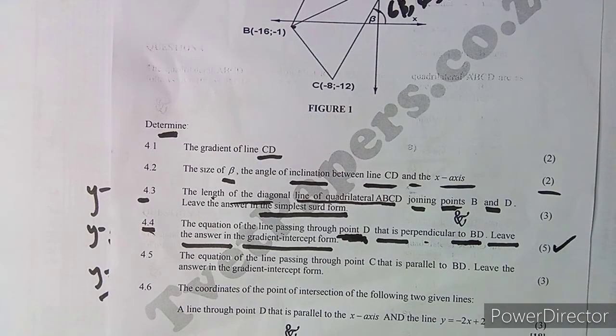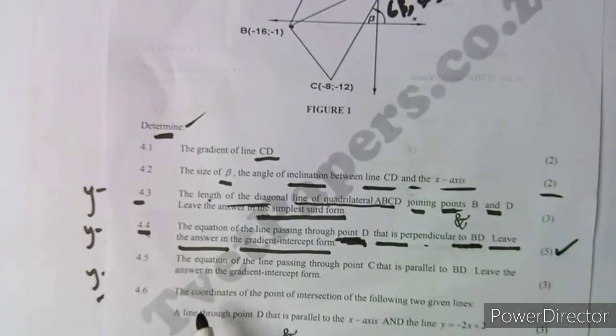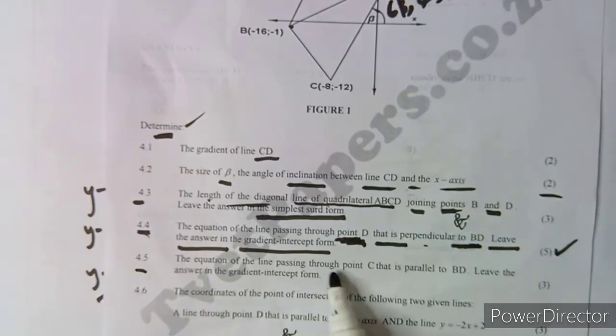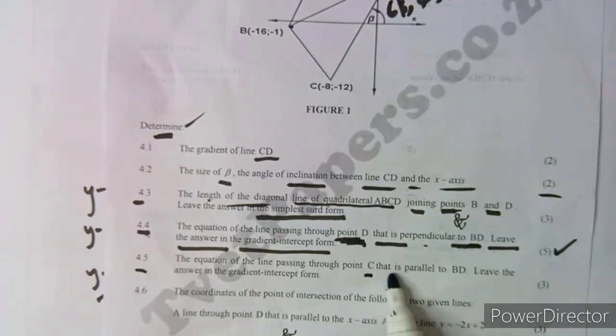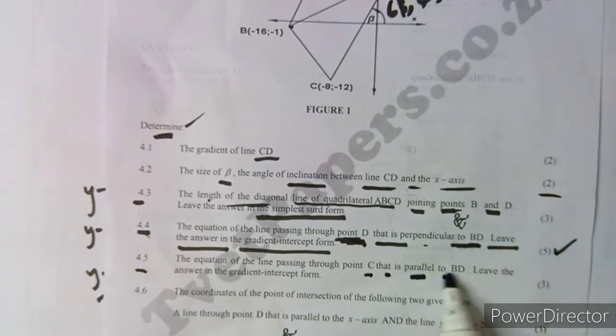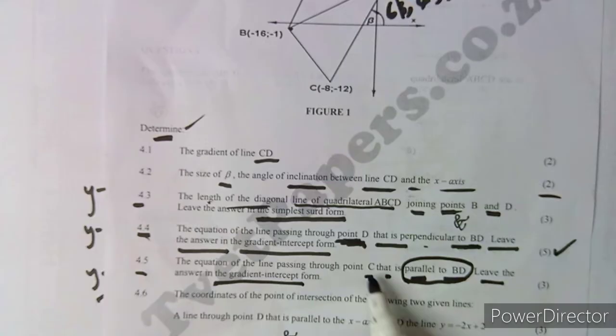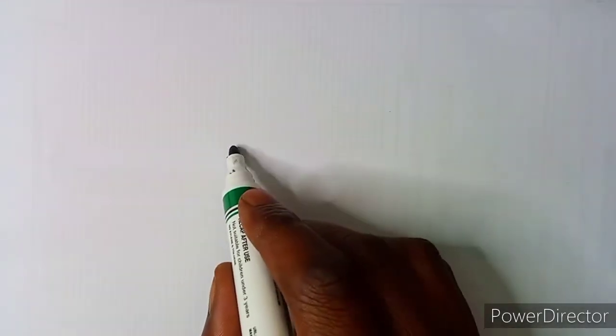Okay, 4.5. Determine. We are still back to the same thing of determining, but this time we need the equation of the line passing through C. That is this time parallel to BD, leaving the answer in the same format, the gradient intercept. Take note, this time they are parallel to BD and it passes through the point C. So let's see what we have in this case.